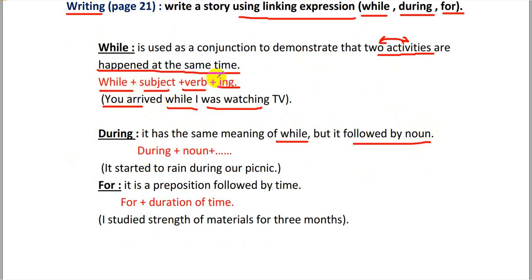هنا while تكون متبوعة بجملة: فاعل وفعل مستمر. لكن during متبوعة باسم فقط. فصيغتها العامة راح تكون during plus noun plus the completion of the sentence. For example, it started to rain during our picnic. Our picnic is a noun. It's not a sentence because it doesn't have a verb. So the main difference between while and during: while with a sentence, during with a noun.